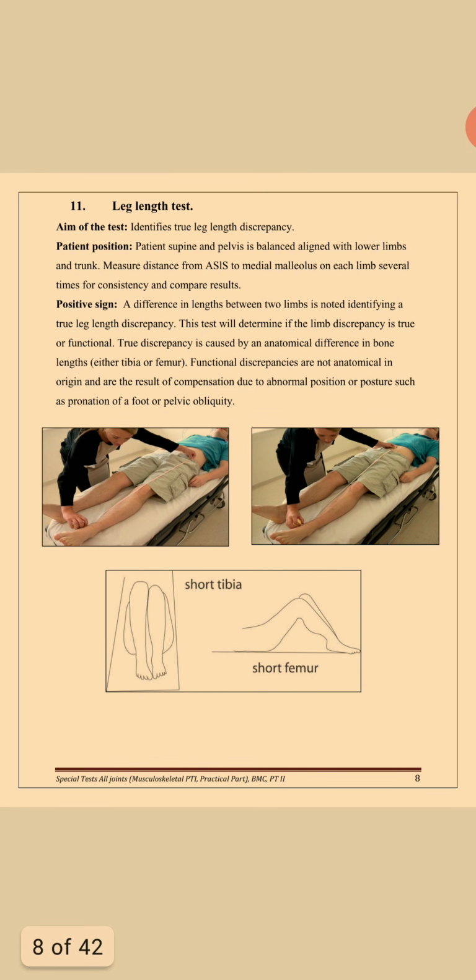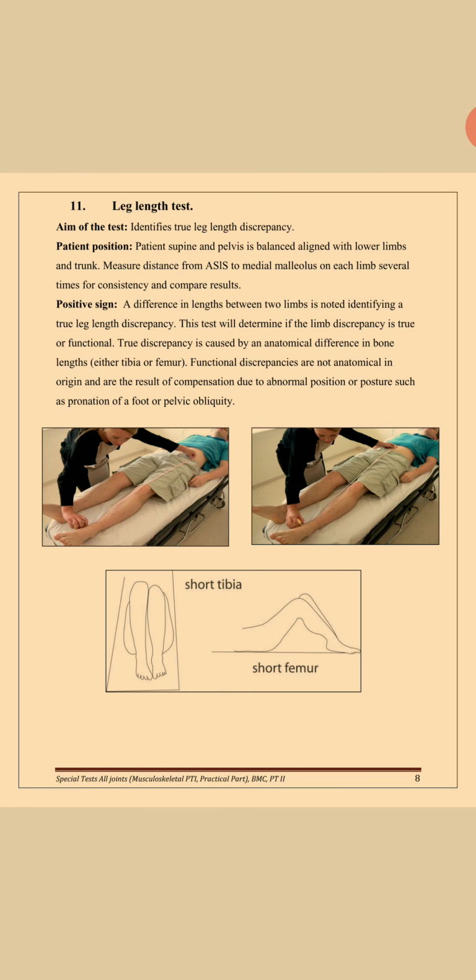Leg length test. Aim of the test: identifies true leg length discrepancy. Patient position: patient supine and pelvis is balanced, aligned with lower limbs and trunk. Measure distance from ASIS to medial malleolus on each limb several times for consistency and compare results. Positive sign: a difference in length between two limbs is noted, identifying a true leg length discrepancy. This test will determine if the limb discrepancy is true or functional.